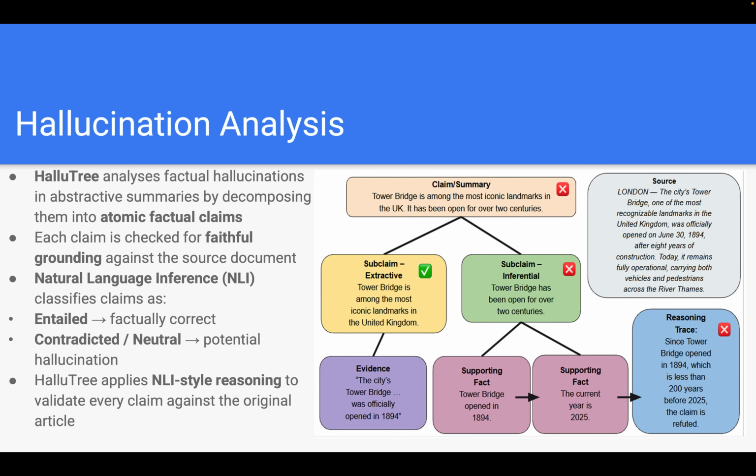Okay, and it does that for all of the different nodes that can be possible in the summary from the source, and at the end of it, it creates a tree. Based on the reasoning trace of whether that fact is true or false, it says that the claim or the summary that has been generated by the model is actually a hallucinated response or a non-hallucinated response. It uses a natural language interface.